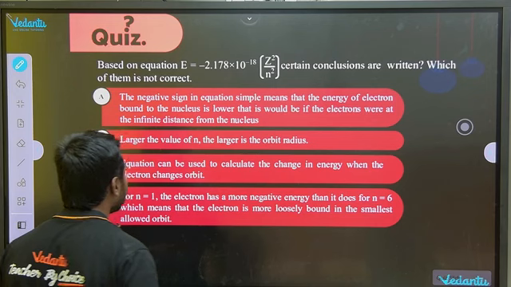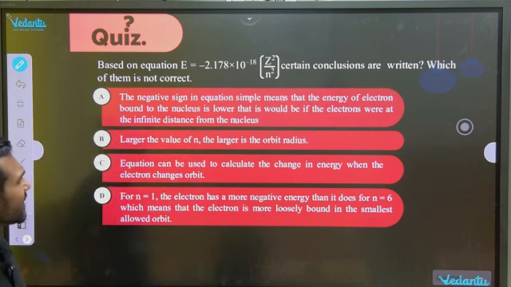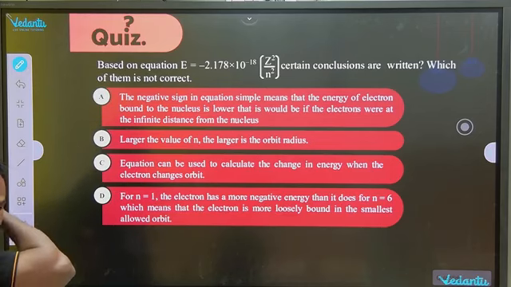The negative sign in the equation simply means that the energy of the electron bound to the nucleus is lower than it would be if the electron were at infinite distance from the nucleus. Correct? Just now only I said, right?